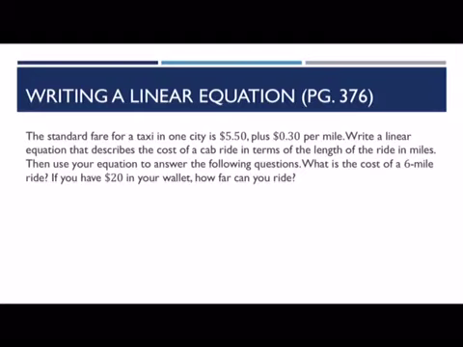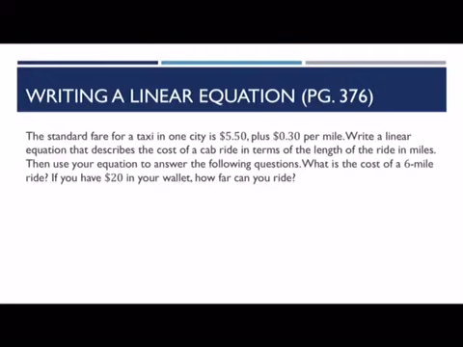All right, so let's look at an example. This is from your textbook on page 376 if you wanted to follow along with that example. The standard fare for a taxi in one city is $5.50 plus 30 cents per mile. Write a linear equation that describes the cost of a cab ride in terms of the length of the ride in miles. Then use your equation to answer the following questions. Okay, so we'll start with the equation first and then go on to the questions.